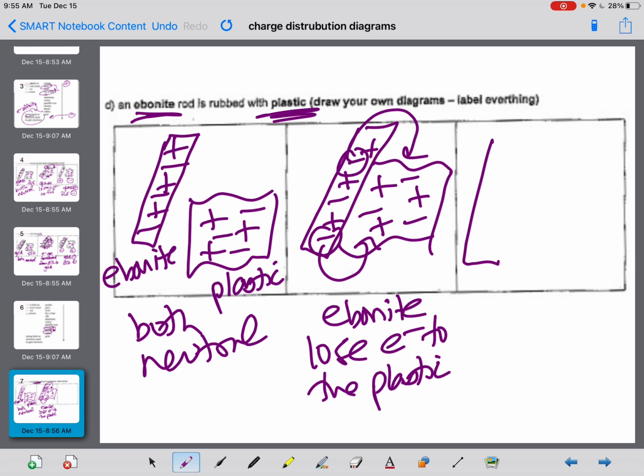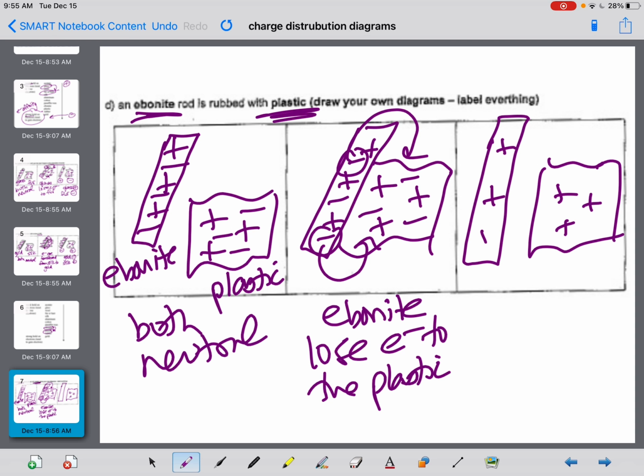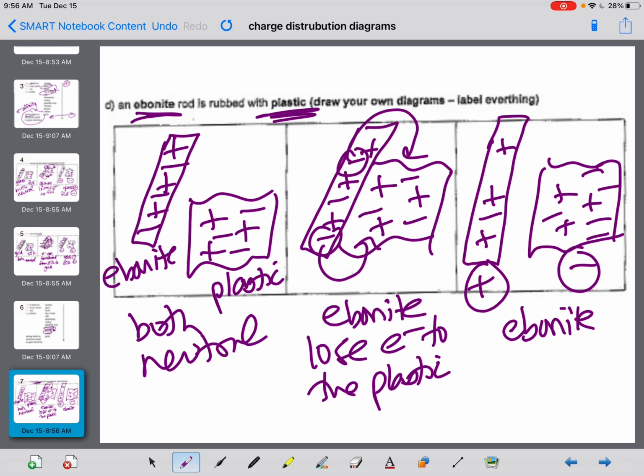And then our end result is that our ebonite is going to be positively charged and our plastic in this case is going to be negatively charged. Okay, so those are charge distribution diagrams for friction.